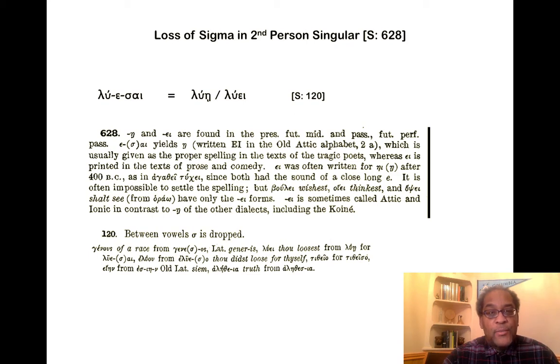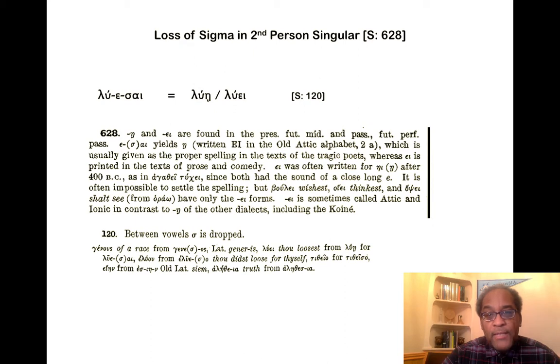So, as 628 says, the ending consisting of eta with iota subscript, and the one consisting of epsilon and iota, are found in the present, future, middle and passive, and in the future perfect passive. So si yields this ending, which is usually given as the proper spelling in the text of the tragic poets, whereas epsilon iota is printed in the text of prose and comedy. So it's just a matter of the genre. And you can continue to read this note on your own.